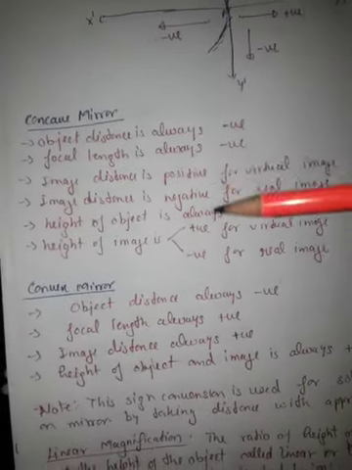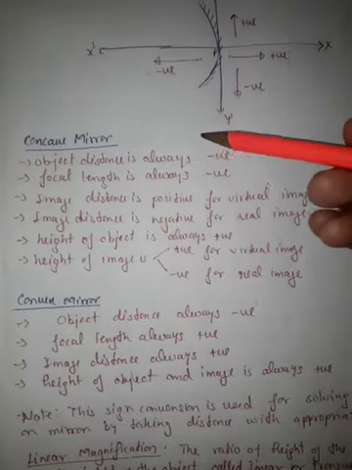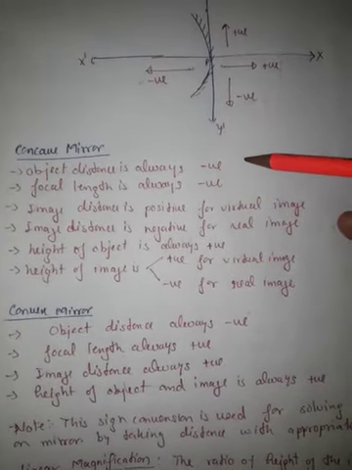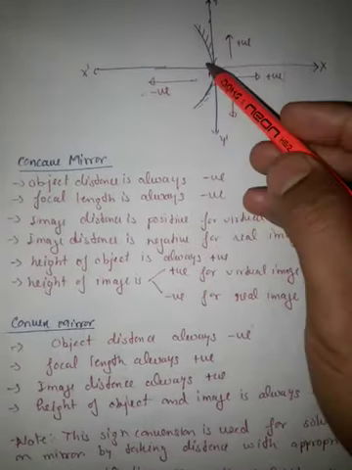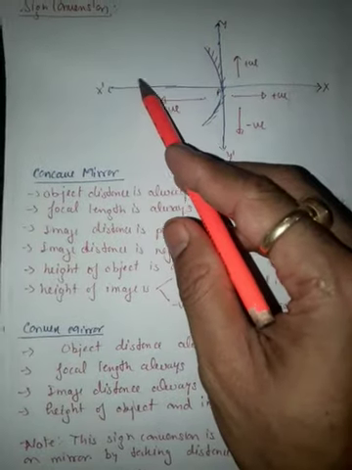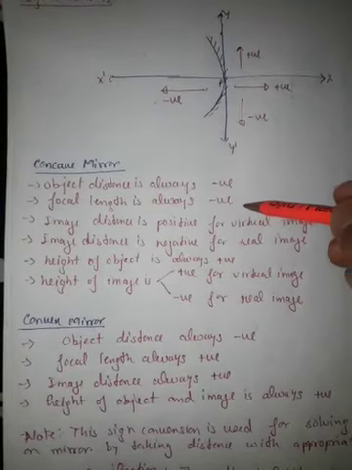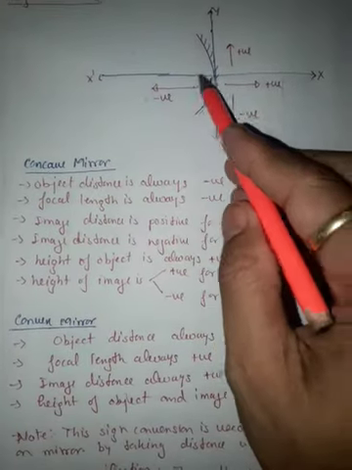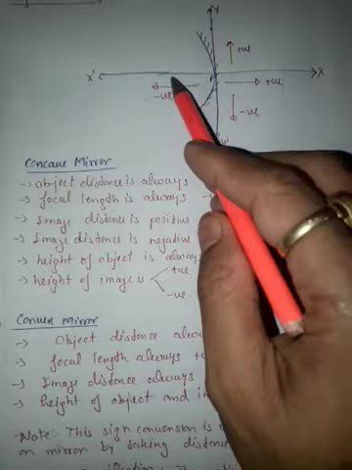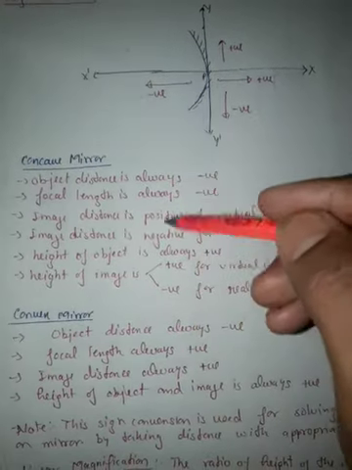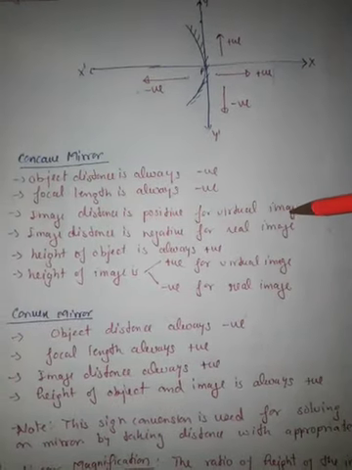Now here I have discussed the concave mirror. The object distance is always taken as negative because this is a concave mirror. We put the object here, so this distance is always negative. The focal length is always negative. Somewhere here lies the focal length, so this distance is always negative. Image distance is positive for a virtual image.